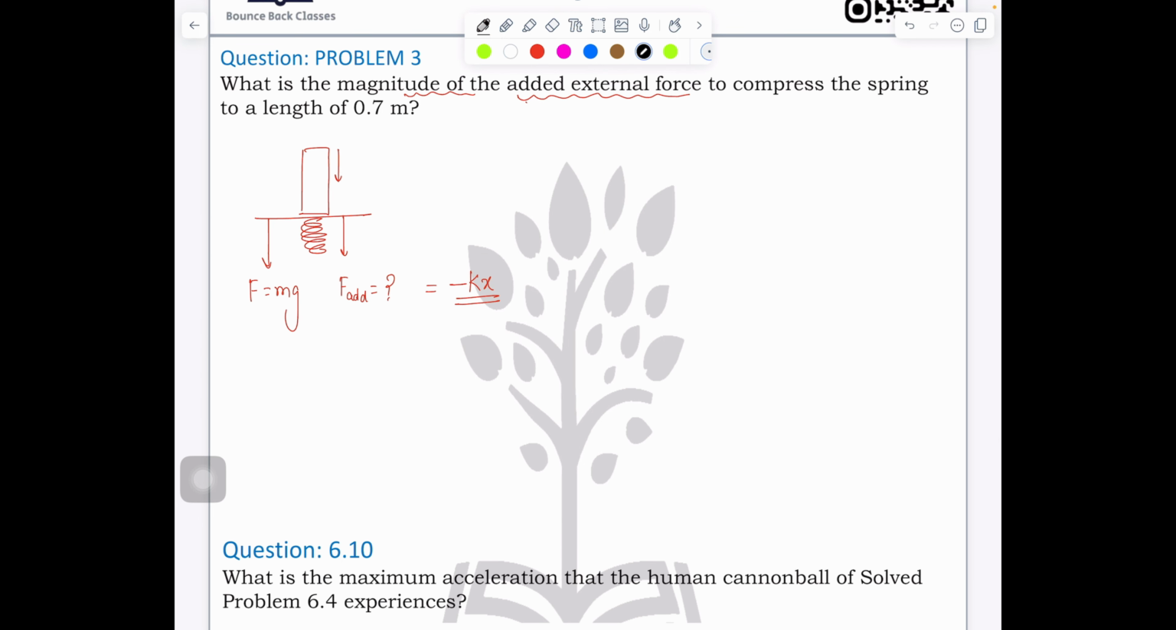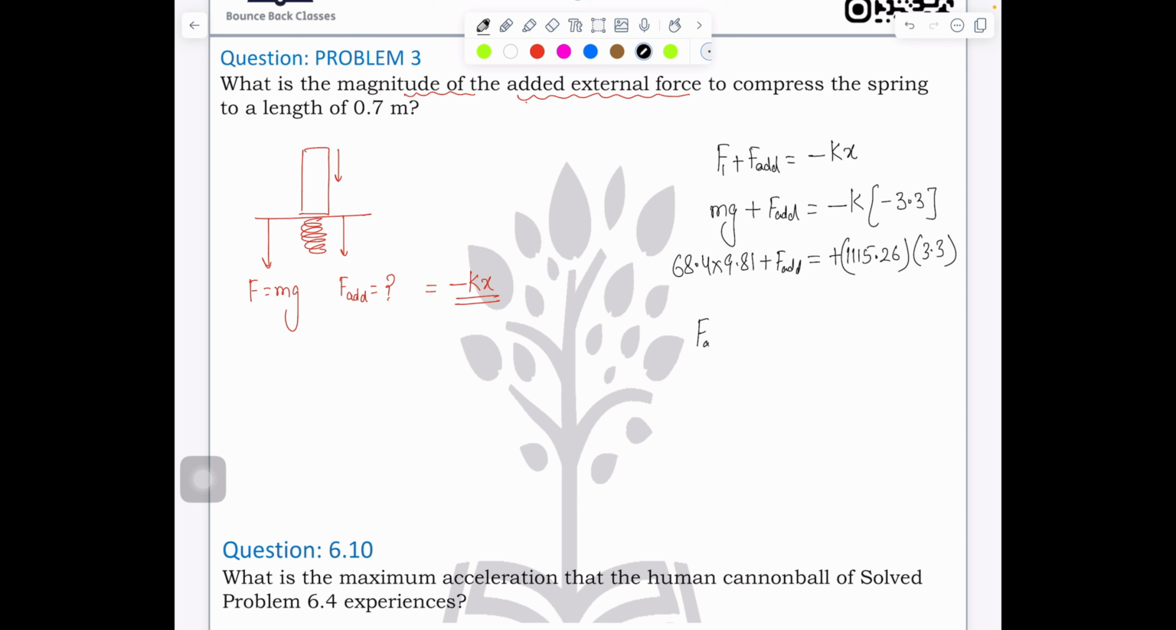So what should be the answer? F1 plus F added equals negative kx. So mg plus F added equals negative k times x. What is the value of x? Negative 3.3, so it should be plus. What is the value of k? We already solved this: 1115.26 multiplied by 3.3. And here m is 68.4, multiplied by 9.81, plus F added.